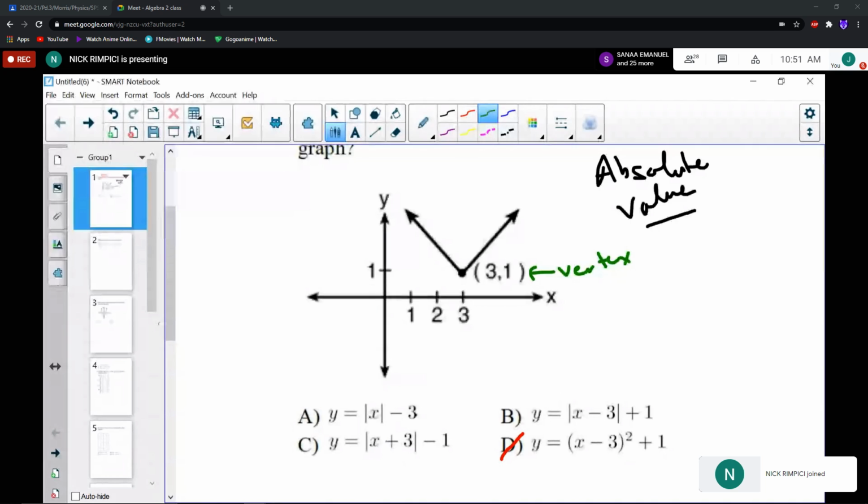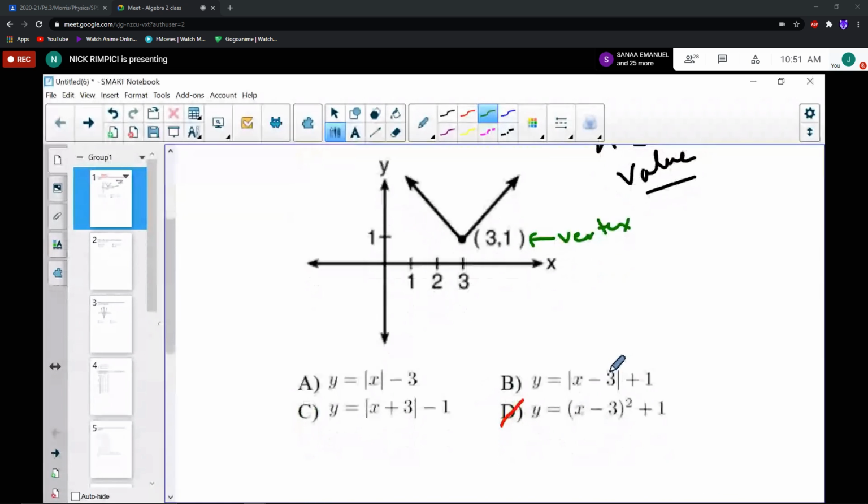Okay, it should be loaded back up now. So x minus 3 plus 1 is answer choice B. That one represents what you see here. Let me just take a second. Are there any questions on doing it this way? Anything at all?